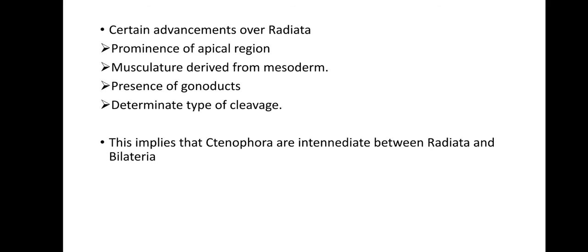That means once the cleavage occurs and once the blastomeres are formed, they are fated to become a particular specific part of the body. So these are the advanced features of Ctenophora over radiata. Based on all this, we can say that Ctenophora are intermediate between radiata and bilateria. That means they have certain features of bilateria, they have some of the features of radiata too.